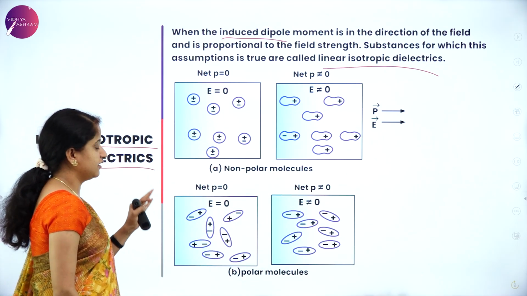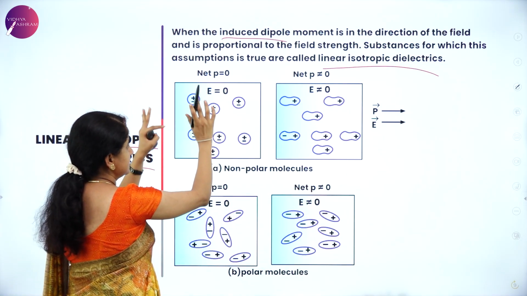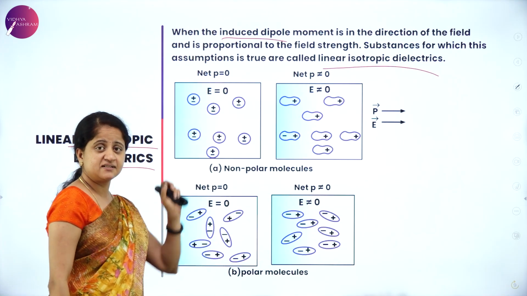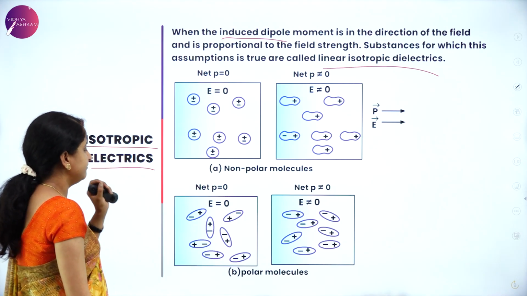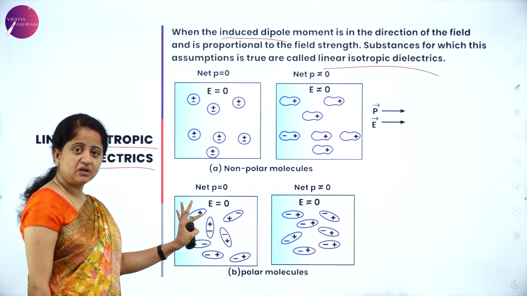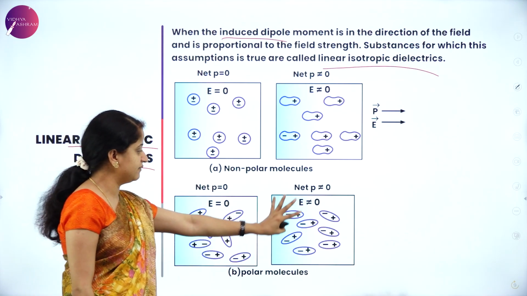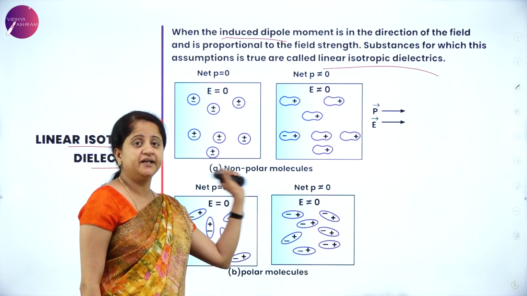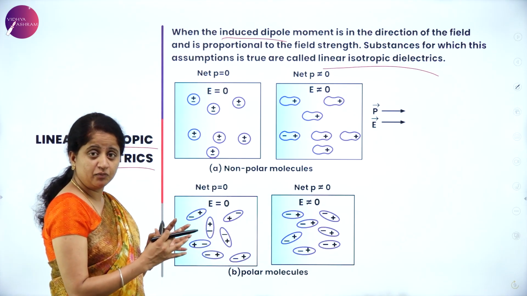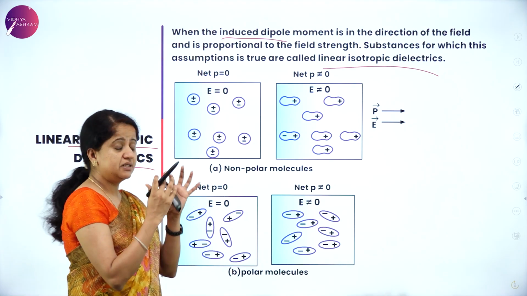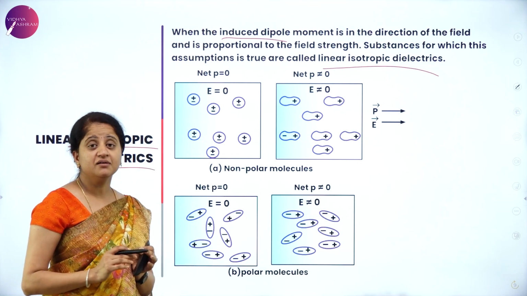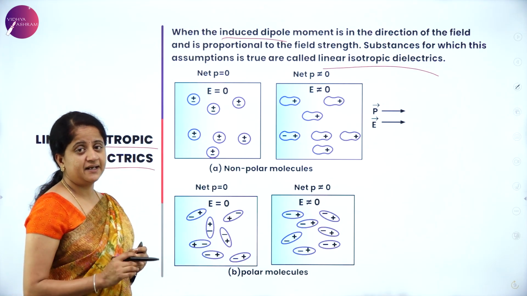We can observe non-polar dielectrics now placed in an electric field, and we can create a dipole by separating the centers of positive and negative charges. And we know that polar dielectrics are randomly arranged without an electric field. When they are placed in an electric field, we can see that the dipoles will be oriented along the electric field, and hence we can create the net dipole moment. The substances for which all these assumptions hold true, we call linear isotropic dielectrics.